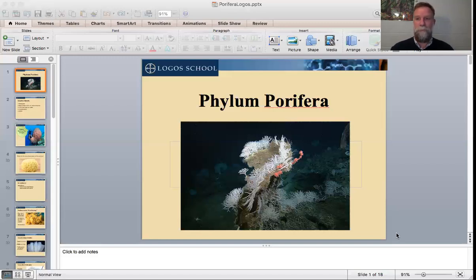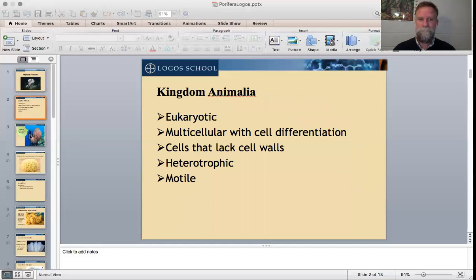So Phylum Porifera, these are the sponges, guys. And a wild world of sponges. We are still learning a lot about sponges. Lots more to know. A refresher on characteristics of Kingdom Animalia.